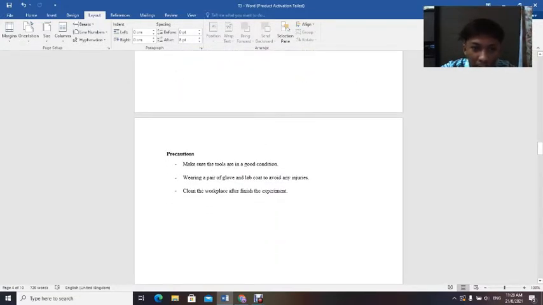And precautions. Make sure the tools are in a good condition. Wearing a pair of gloves and lab coat to avoid any injuries. And lastly, clean the workplace after finish the experiment.